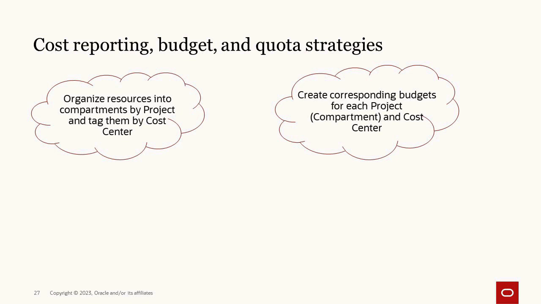Once you've created your compartment structure, you can create corresponding budgets for each project and cost center. Something else that's nifty is if you have a system where you might have teams working on different projects in multiple compartments, you could have a cost tracking tag for team, which would give you a subset based on that tag from different compartments as well.